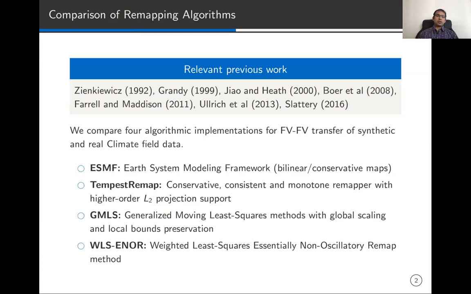And the next 2 methods are more meshless methods. One is the generalized moving least squares method with a global scaling for conservation and local bounds preservation as a post-processing step. And also we have the weighted least squares ENO method, which Jim just talked about.